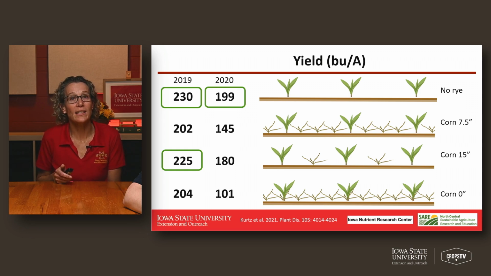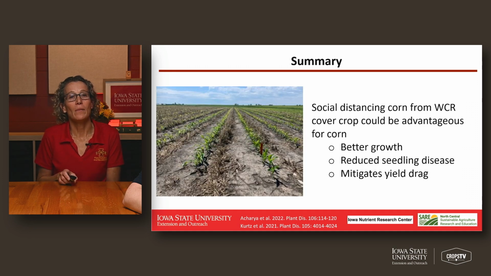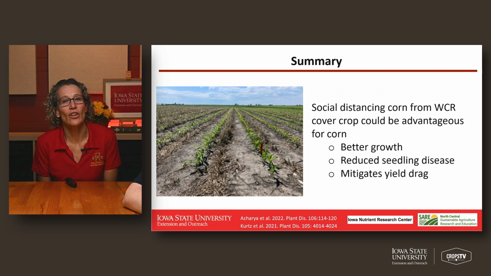In 2020, we have the greatest yield with the no rye, but where we separate that corn 15 inches from the rye, we had about a 10% yield reduction compared to a 50% yield reduction where we planted the corn into the drilled rye.